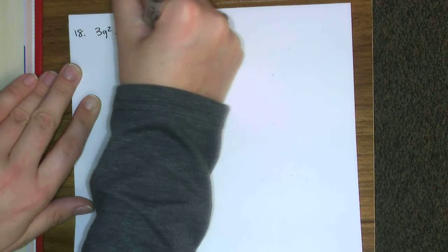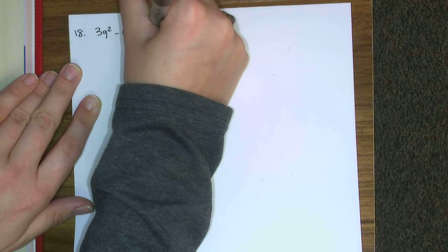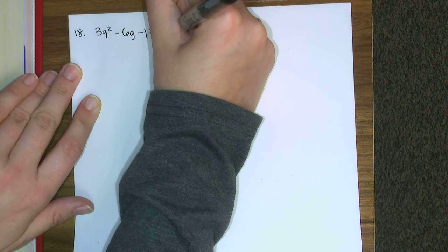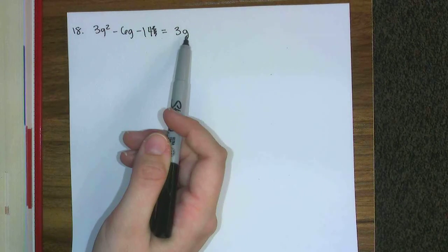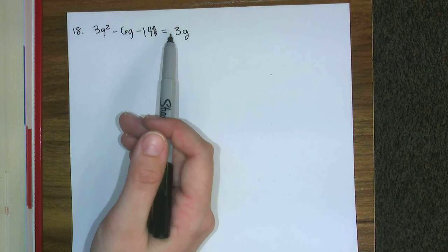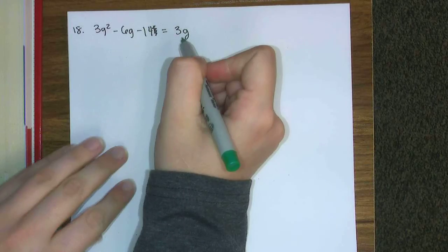3g squared minus 6g minus 14 is equal to 3g. Now, is everything on the one side equal to 0? No, it is not. Even though I have a g over here and this looks like the right form, it's not equal to 0. So I have to move this over. To do that, I have to subtract 3g from both sides, so minus 3g, minus 3g.